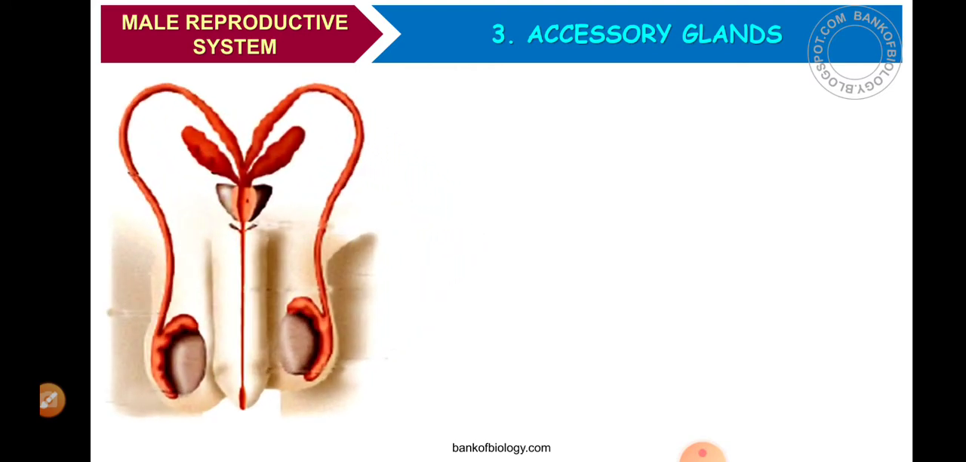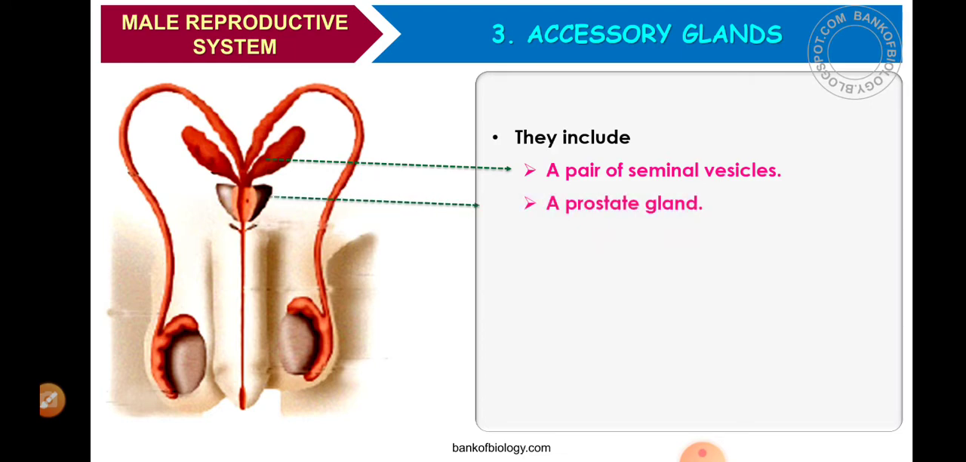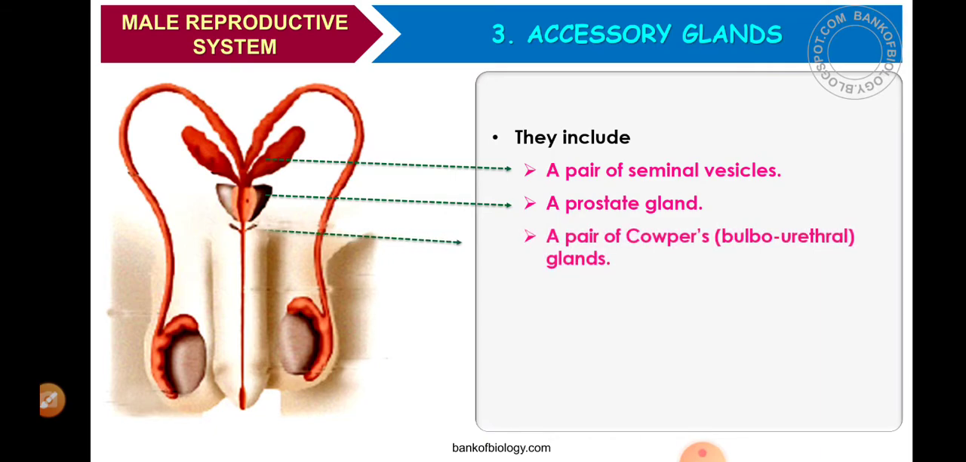Before that we studied the ducts, now we are coming to the gland part. There are some important glands, without which we cannot say that the male reproductive system can function properly. So the accessory glands include a pair of seminal vesicles. A pair of seminal vesicles is here, and with the figure you can see the correct location of all these glands. Now a prostate gland. Afterward a pair of Cowper's or bulbourethral glands.